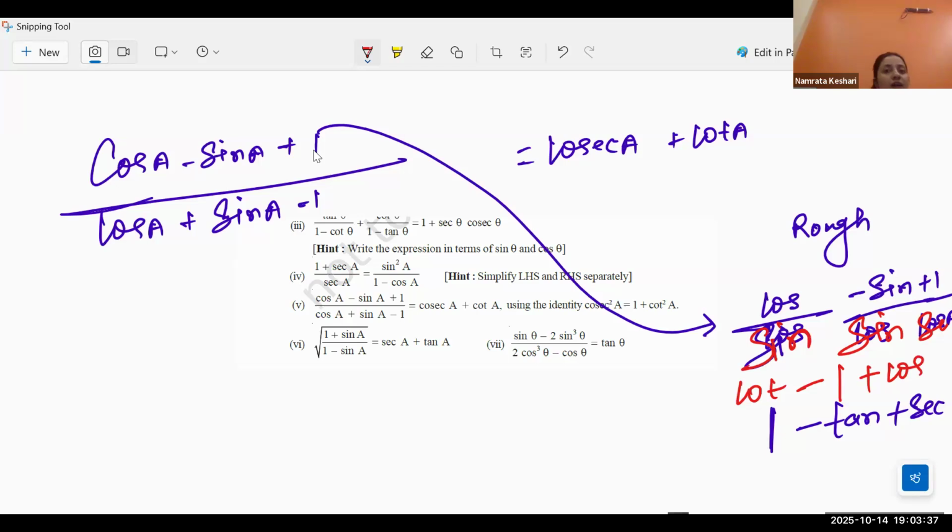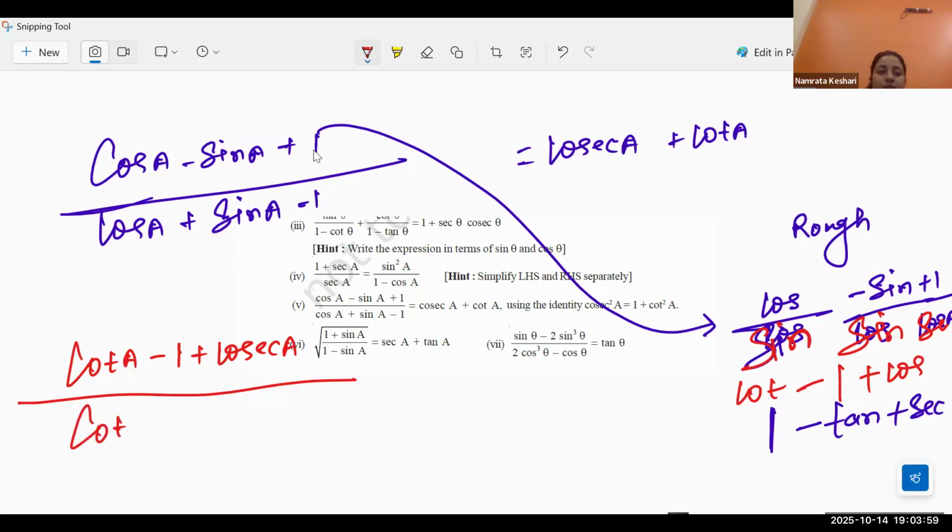Yeah, we can divide it by sine. So from here we are getting the clarity that this is how we can get the terms cosec and cot in the left hand side. The moment you are able to make it cosec and cot, this became cot minus 1 plus cosec a, and the denominator also you are converting accordingly, so it became cot plus 1 minus cosec. Now you don't have to disturb the denominator.